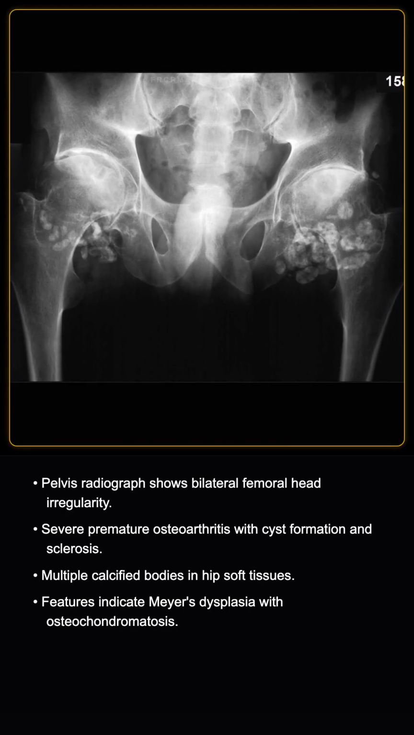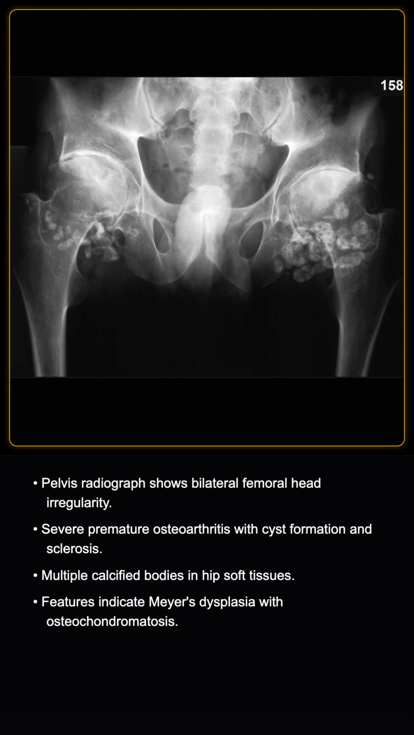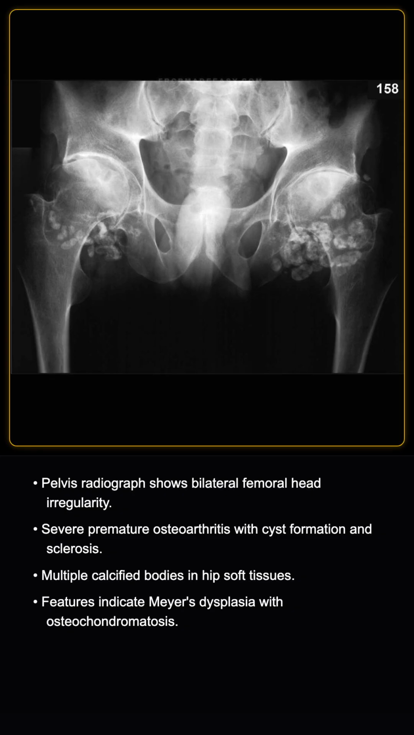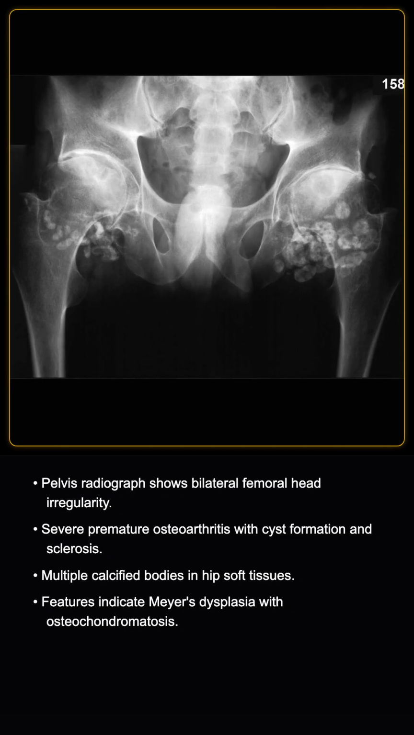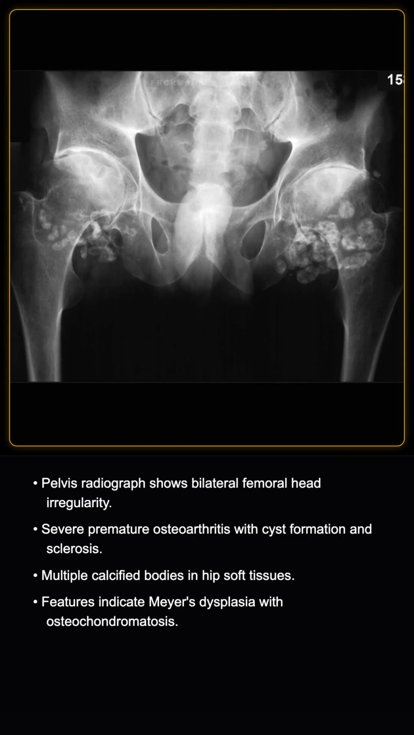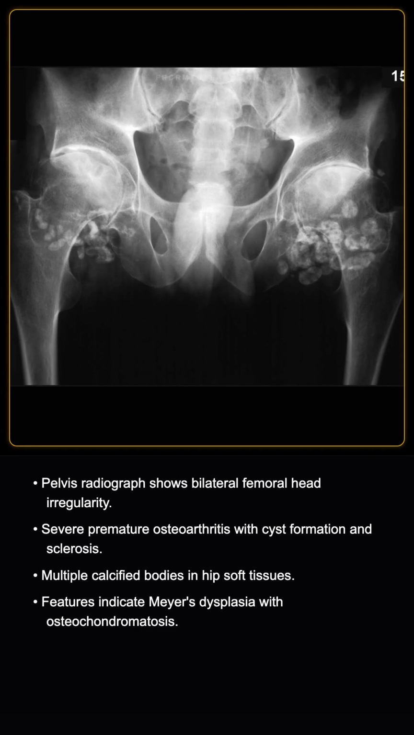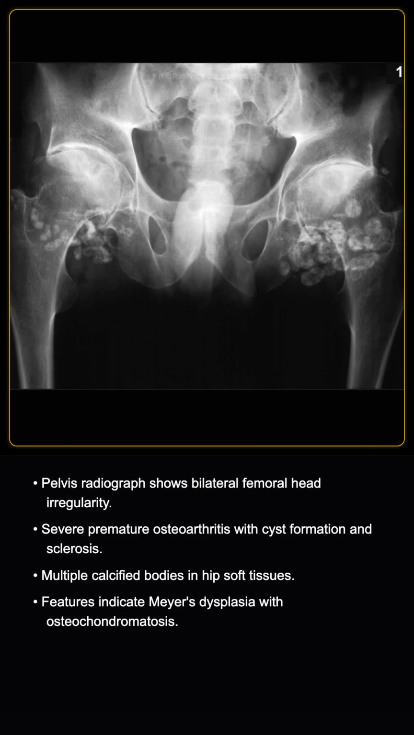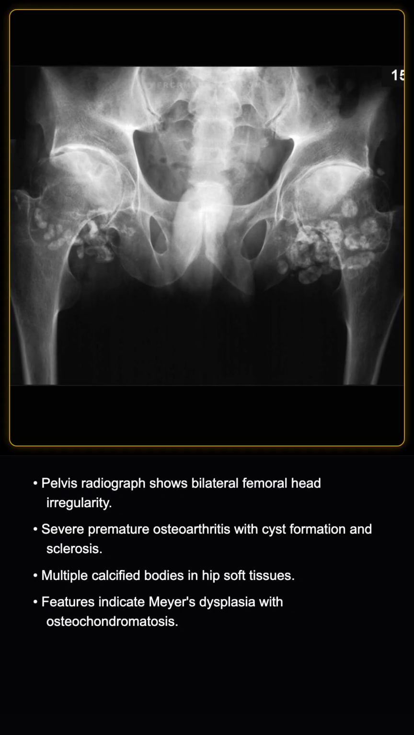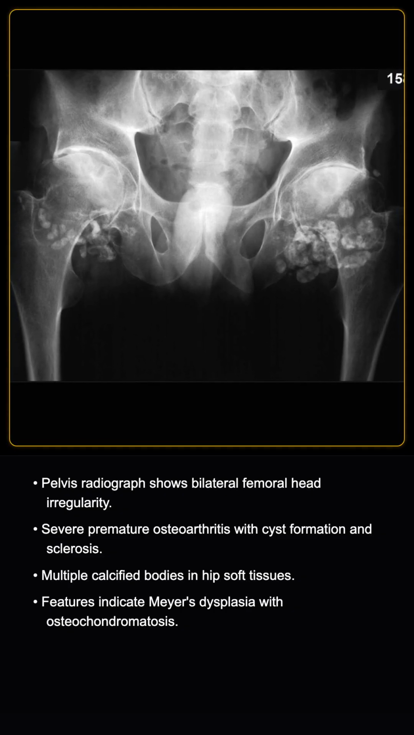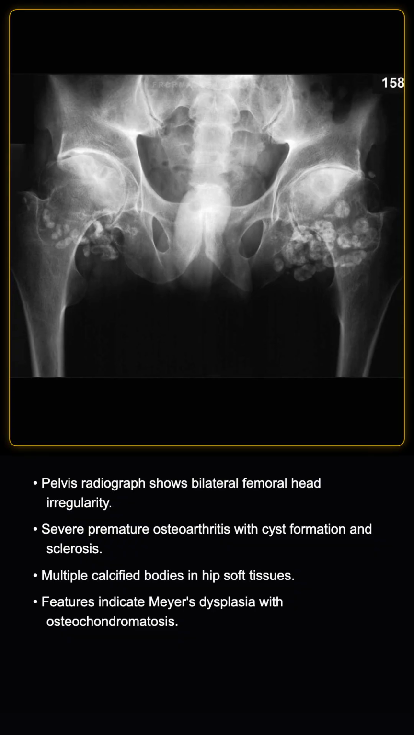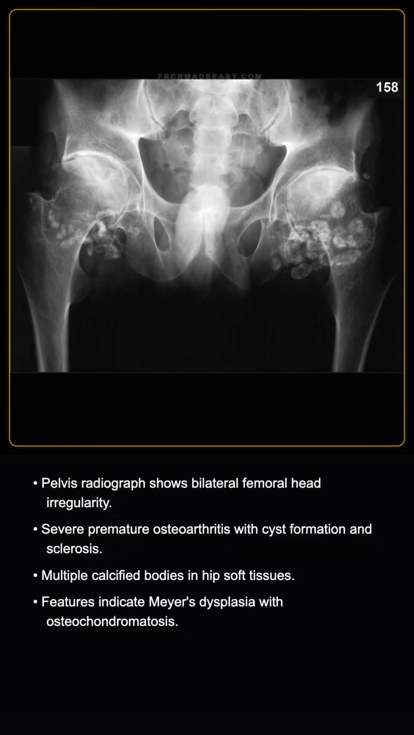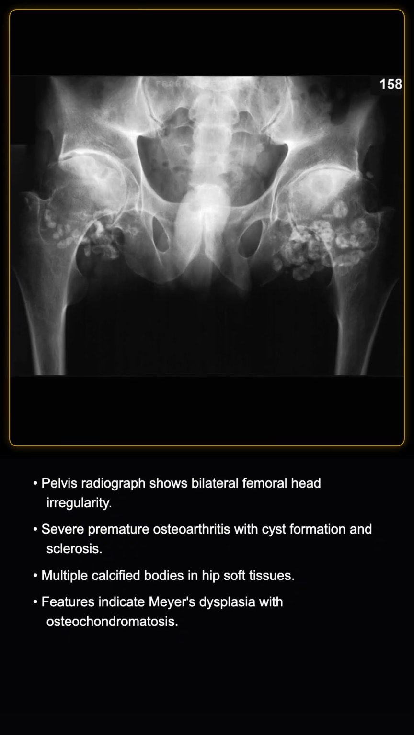There is marked joint space narrowing, subchondral sclerosis, and large subchondral cyst formation, indicating advanced premature osteoarthritis. Crucially, there are multiple calcified foci with lucent centers in the periarticular soft tissues of both hip joints, consistent with synovial osteochondromatosis. In summary, there is bilateral irregular femoral head dysplasia leading to premature osteoarthritis and secondary synovial osteochondromatosis. The underlying cause of this dysplastic appearance is Meyer's dysplasia.